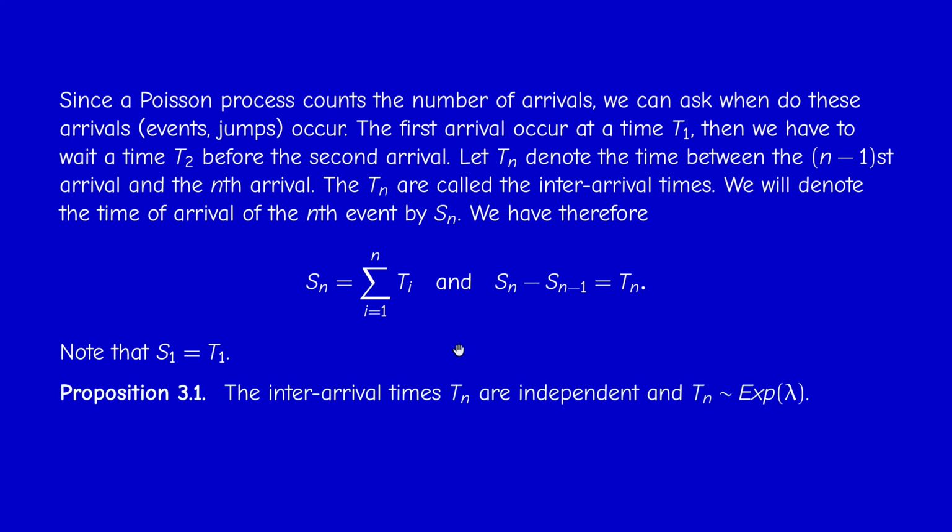So the question is, how are the inter-arrival times distributed? And the answer is that the inter-arrival times Tn are independent and follow an exponential distribution with the same intensity lambda, with the same parameter lambda. And this is very important because it helps us simulate Poisson processes. Therefore Sn is a sum of independent exponentially distributed random variables.